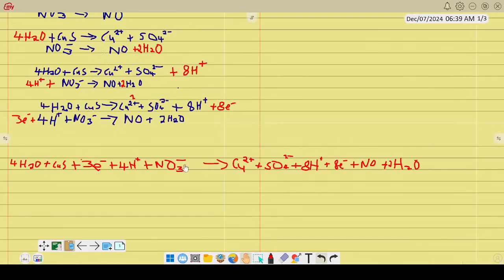Okay, so this is what we have here. We now cancel spectator ions, things found on both sides. Like water, you can see we have 2 here, and then on the other side we have how many? We have 4. So we can cancel out. Is it 4? Oh, wait up.